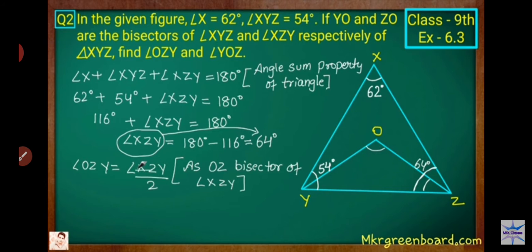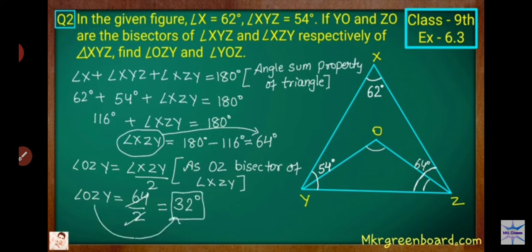What is XZY? XZY is equal to 64, and 64 divided by 2 is 32. Your answer is 64 divided by 2, that is 32 degrees. So we found OZY. The first condition we have solved. Now what is our second condition? The second condition is we have to find angle O.